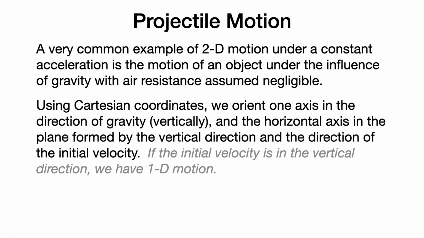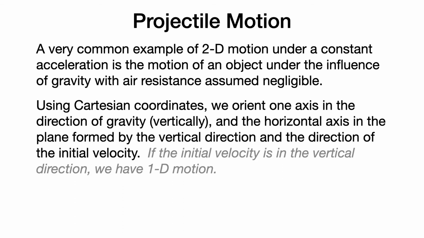A very common example of 2D motion under constant acceleration is the motion of an object under the influence of gravity with air resistance assumed to be negligible. Using Cartesian coordinates, we orient one of the axes in the direction of gravity, that is vertically, and the horizontal axis can be placed in the plane formed by the vertical direction and the direction of the initial velocity. So even in more than 2 dimensions, we can reduce every problem down to motion in 2 dimensions by aligning our coordinates in the plane formed by the vertical direction and the direction of the initial velocity.